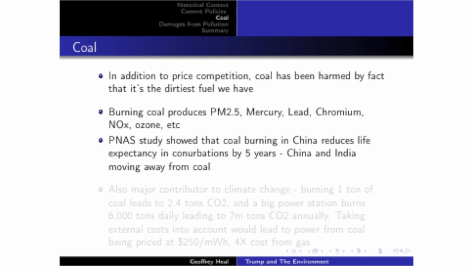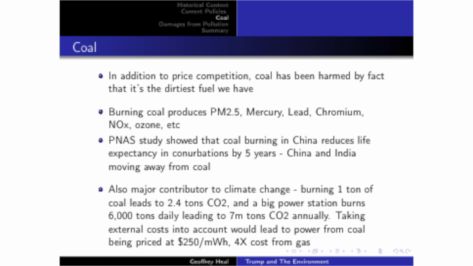There was an interesting study in the Proceedings of the National Academy of Sciences, published 2 years ago, which shows that burning coal in China reduces the life expectancy of the average inhabitant of a Chinese conurbation by 5 years. There's probably about 1 billion people who live in conurbations in China. So about 1 billion people are having their life expectancy reduced by 5 years because of the pollution generated by burning coal in China. It gives you some sense of the scope of the issue that's going on here.